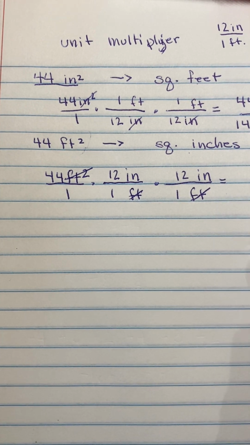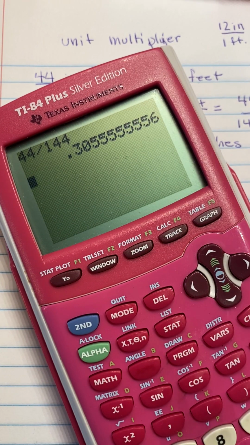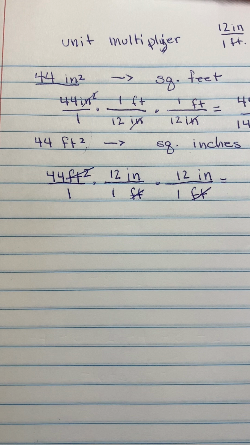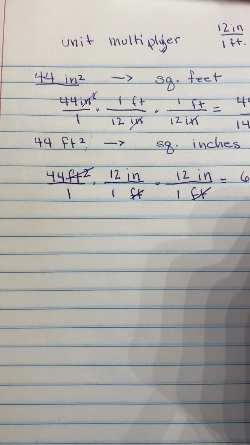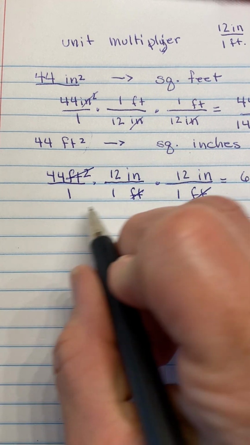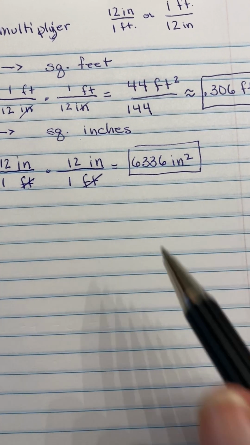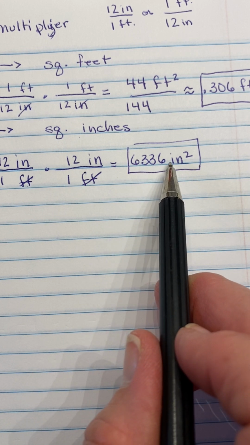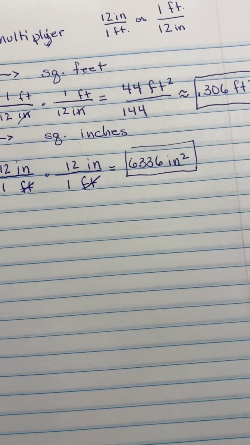And now we simply multiply 44 times 12 times 12. That would be 44 times 144, which is 6,336 inches times inches, square inches. We only have 1s in the bottom, so we don't need to do anything there. This number is called a palindrome. Do you see how it looks the same going in as it's reflected? 6336, called a palindrome. There are words that are palindromes as well.